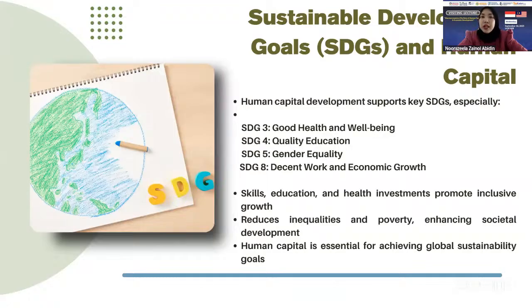Then we have the SDG 4, which is about quality education. So investment in education and skill training ensures that all individuals have access to the learning opportunities, which enhance the knowledge, employability, and innovation. Then SDG 5 is about gender equality, promoting equal access to education and skill for women and men to ensure that the full potential of human capital is realized, supporting inclusive growth. And the last, SDG 8, is decent work and economic growth. A skilled and healthy workforce drives the economic development, improves the productivity, and then strengthens the labor market.